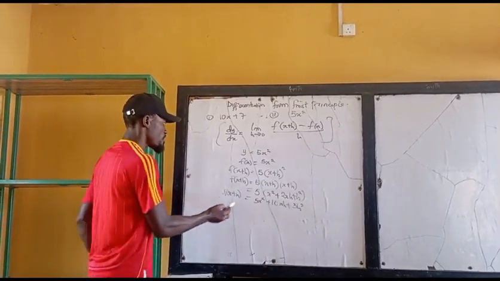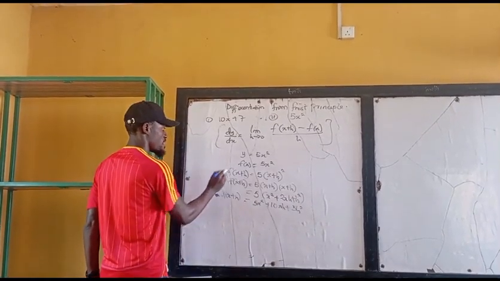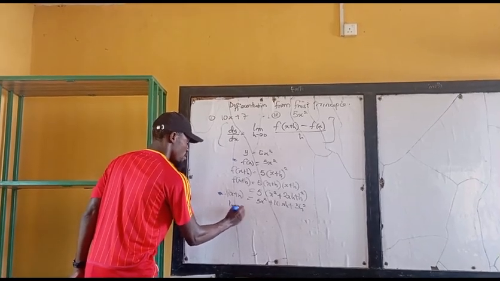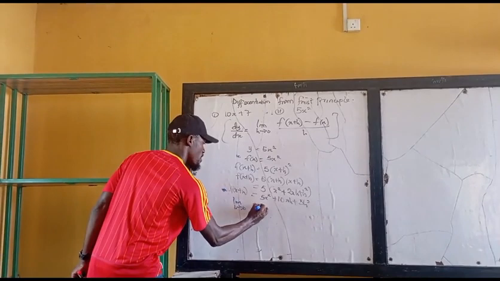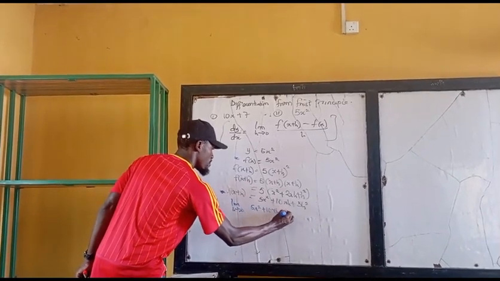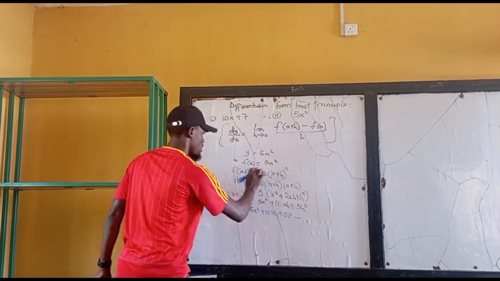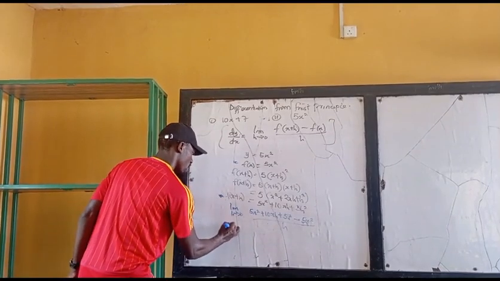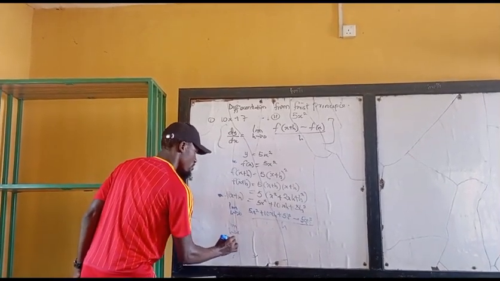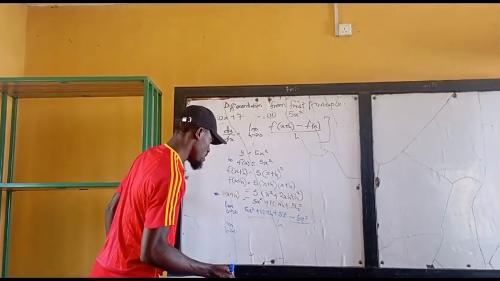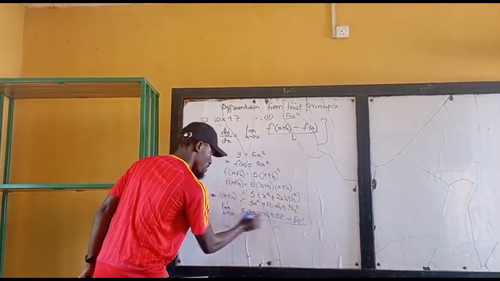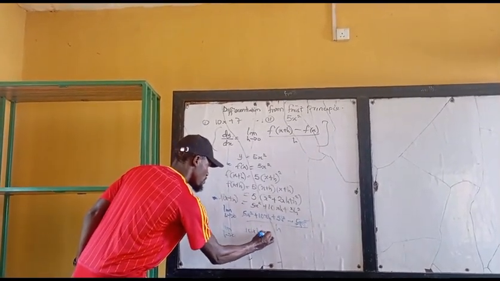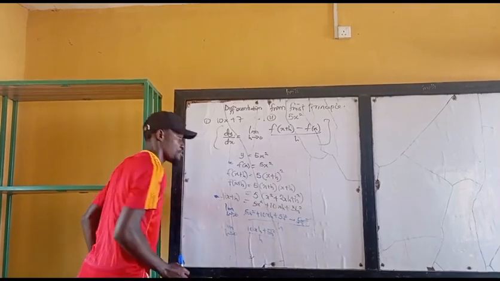From here, we are going to substitute the two values, f of x plus h and f of x, into the formula. So we have the limit as h tends to 0 of 5x squared plus 10xh plus 5h squared minus f of x, which is 5x squared, all over h. Then we can calculate again. We have 5x squared minus 5x squared cancelled out. So we are left with 10xh plus 5h squared over h.